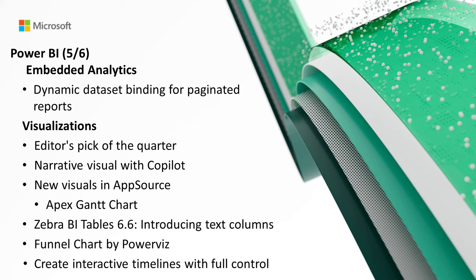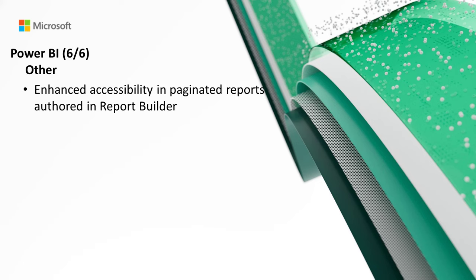For visualizations, we have the editor's pick of the quarter, and those are Performance Flow by XViz, Gala Geo for Power BI, Calendar by DataNow, Image Pro by CloudScope, and Sparkline by OKViz. New visuals in AppSource are Apex Gantt Chart. We've also got Zebra BI Tables 6.6, introducing text columns, Funnel Chart by PowerViz, and create interactive timelines with full control. For other, we have enhanced accessibility and paginated reports authored in Report Builder.